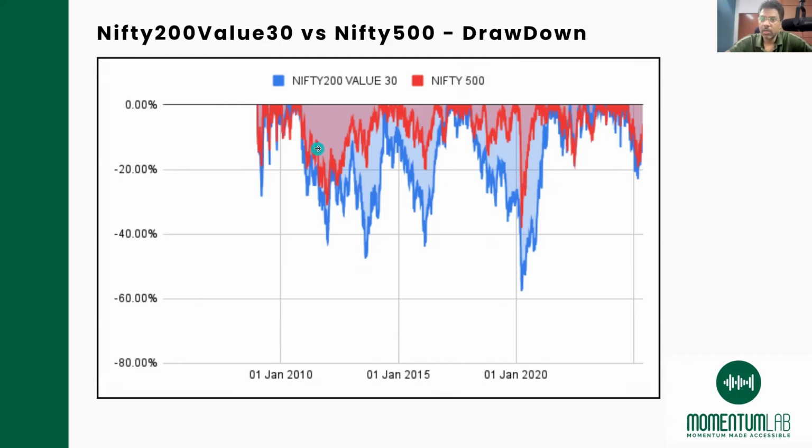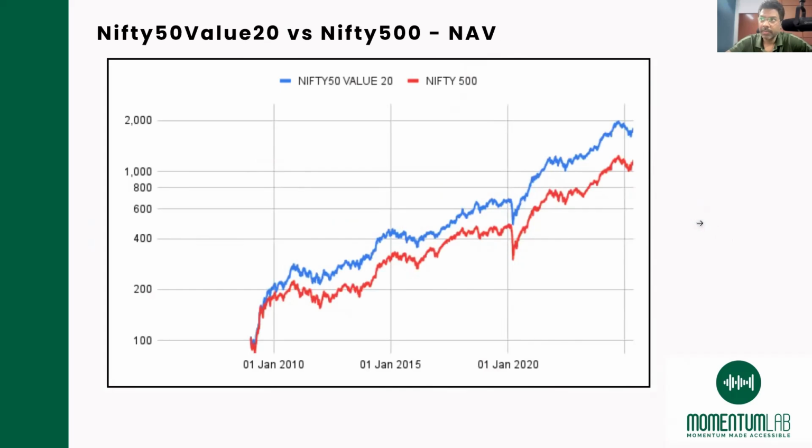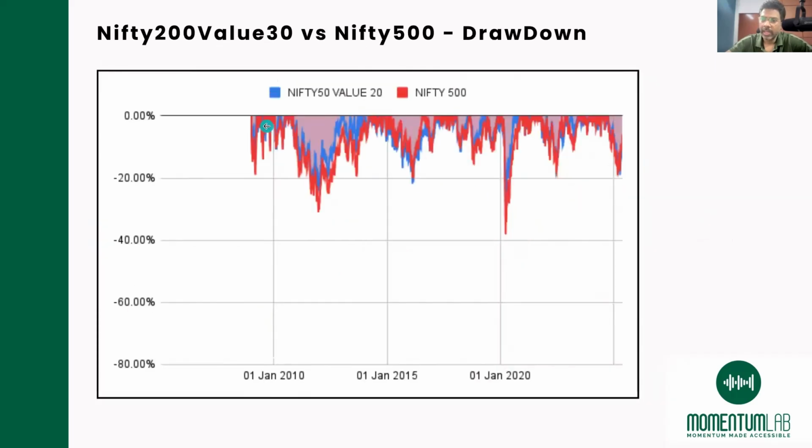And whenever there is a drawdown, value strategies are the first to come crashing down, thereby giving away whatever gains they have accumulated. So this brutal drawdown, you compare that with Nifty 50 Value 20. It exactly mimics the Nifty 500's drawdowns. In fact, the drawdowns of Nifty 50 Value 20 are even better than Nifty 500.